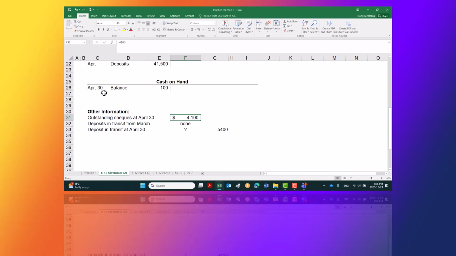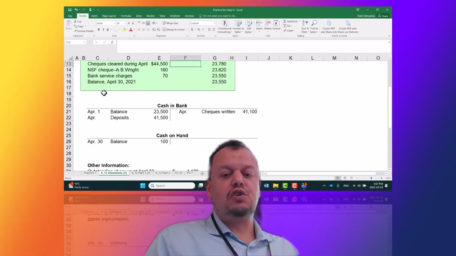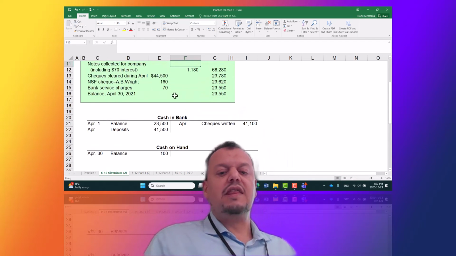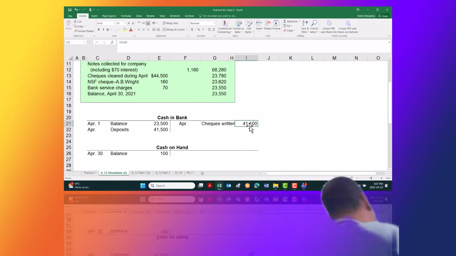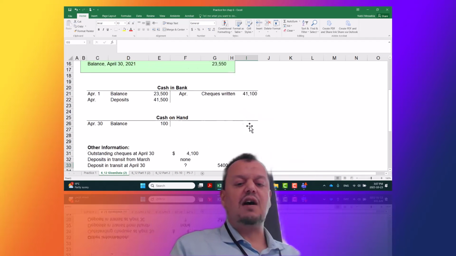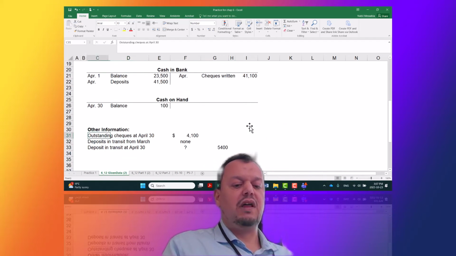Outstanding checks are the checks that the company has issued, but not yet deposited by the beneficiaries. As you can see here, the company has issued a total of 41,100 during the month of April. During the 30 days of April, they have signed and issued checks to the suppliers for a total of 41,100. Among that amount, a portion is still outstanding at the end of the month, $4,100.